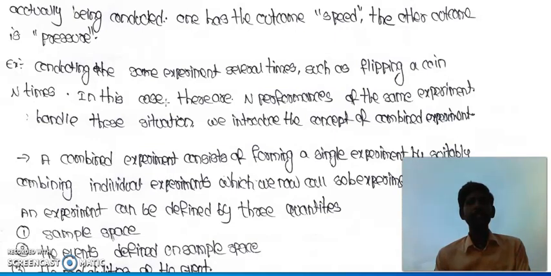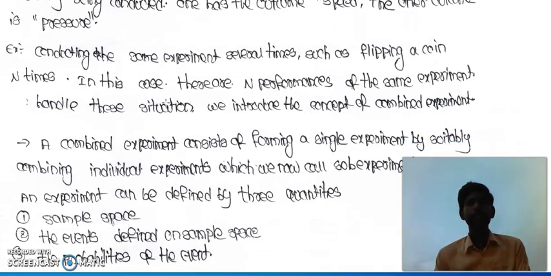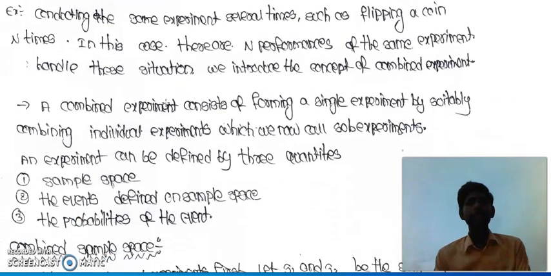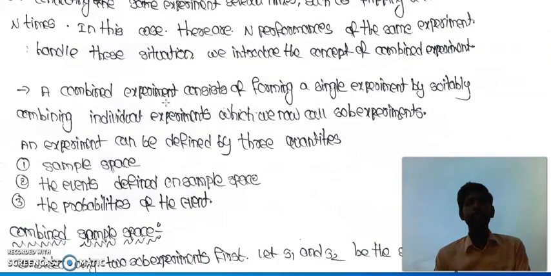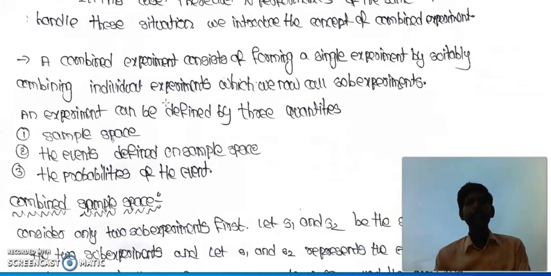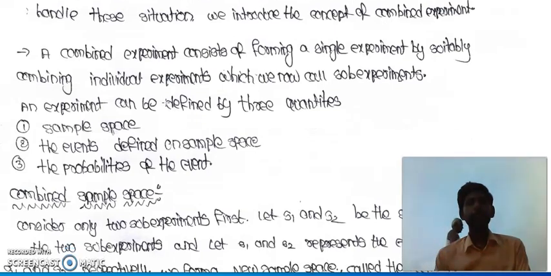To handle this situation, we introduce the concept of combined experiment. A combined experiment consists of forming a single experiment by suitably combining individual experiments, which we now call sub-experiments. An experiment can be defined by three quantities: sample space, events defined in the sample space, and probabilities of the events.